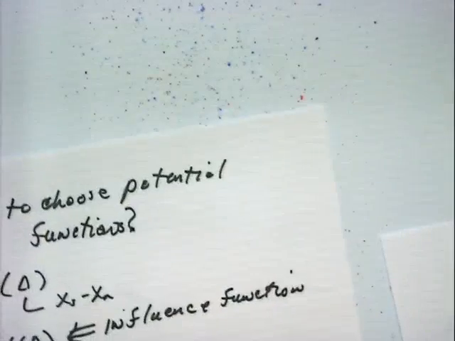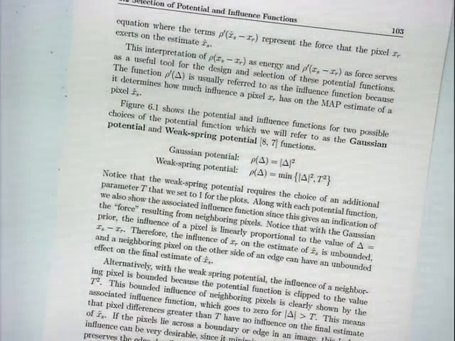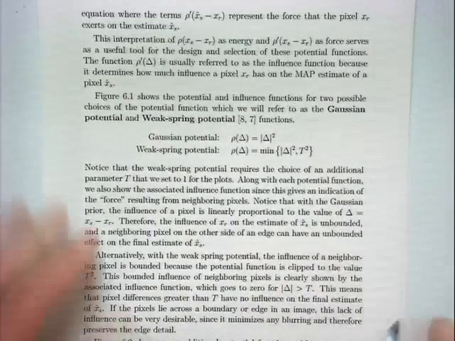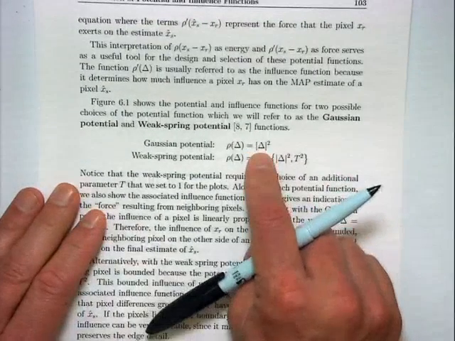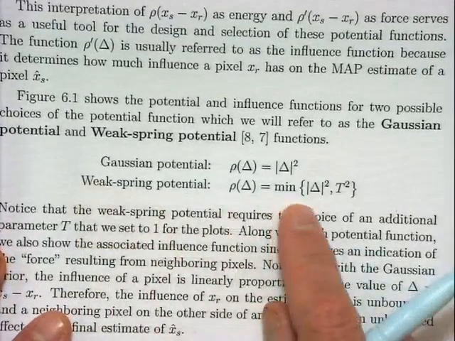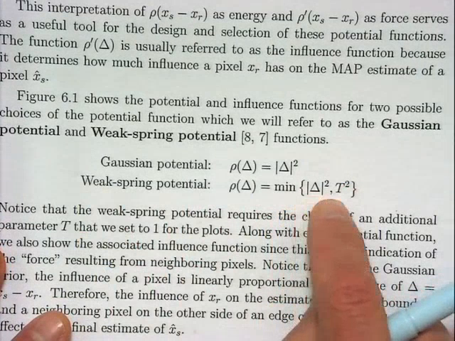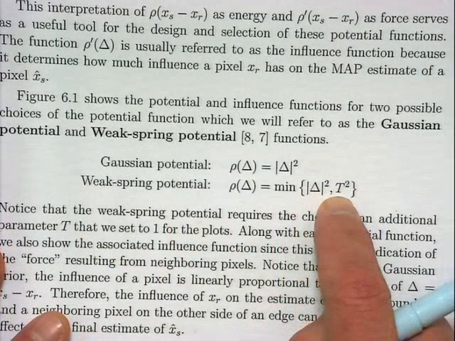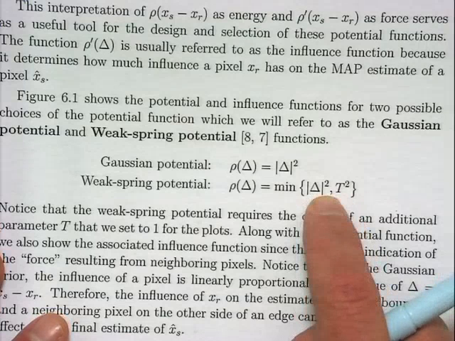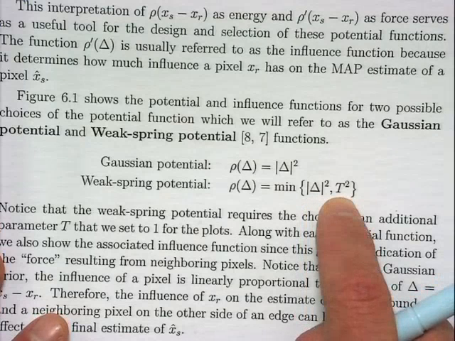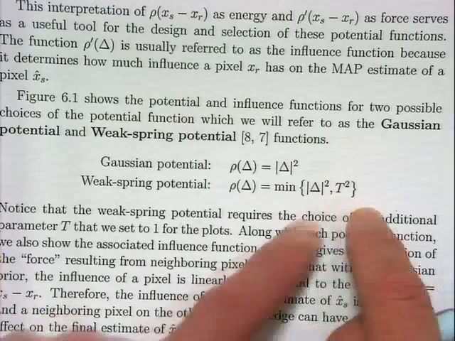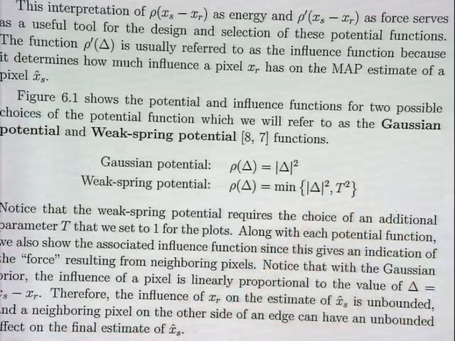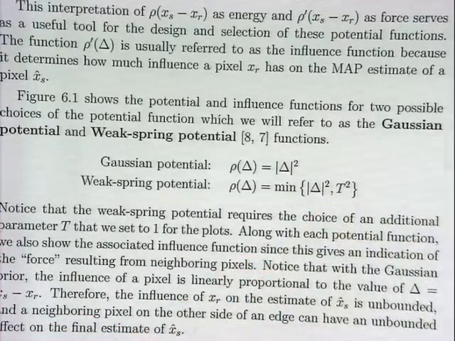Okay, so this is the mathematical formula. The Gaussian is just taking the x squared, and for the weak spring, you take the minimum of x squared and t squared. So whichever one is smaller, you're clipping it off to the value t squared, where t is the threshold. By the way, this now requires that you pick t, which is a parameter, and that can be a problem. So that's one disadvantage to this approach.